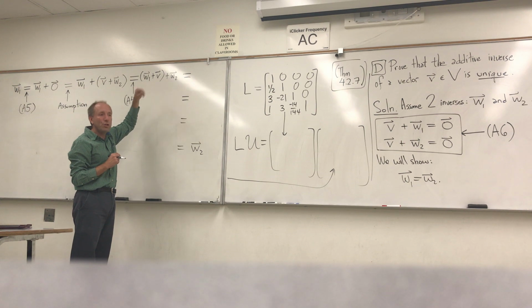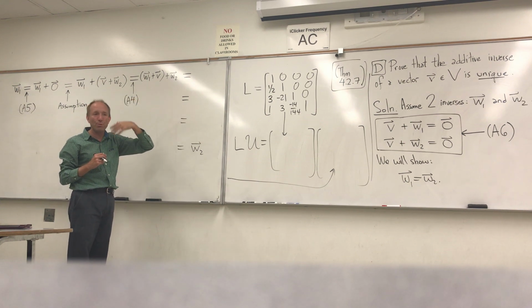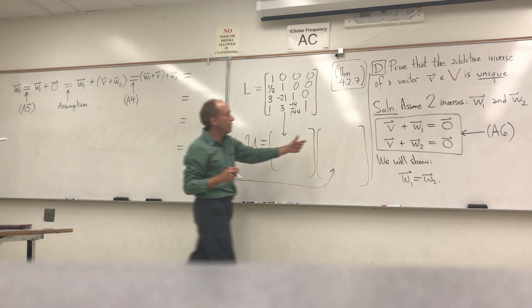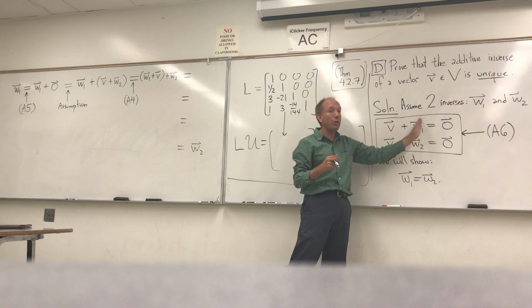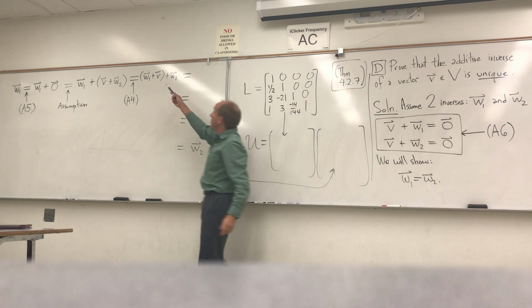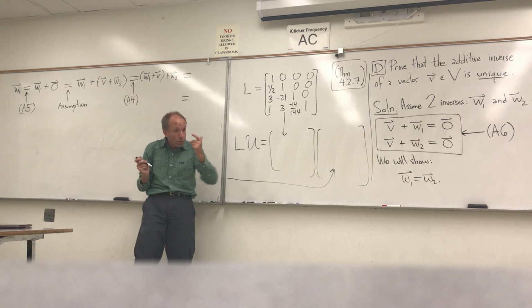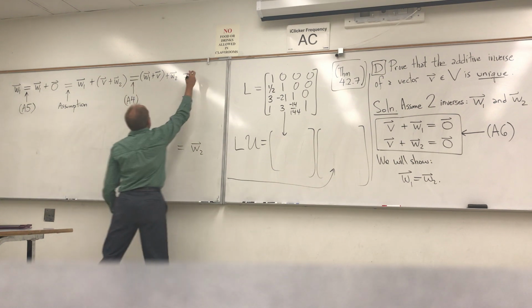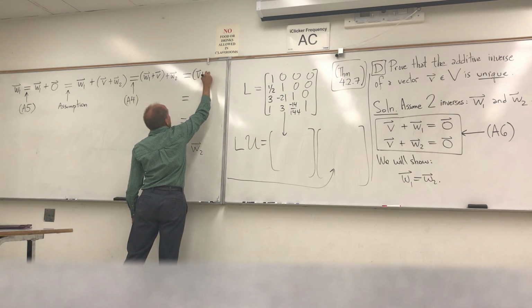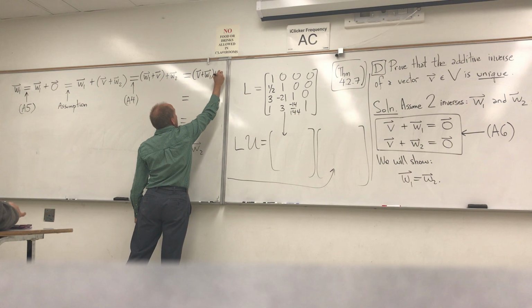We really should be very methodical here, since this really is a proof, to use the fact that we know that V plus W1 is 0, but we have W1 plus V. So let's switch the order, right? This would be just switching the V with the W1, right?